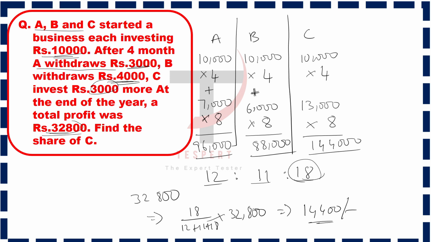If we are asked to find out the share of B, we would have done like this: 11 by, that is B's part, by total parts, 12 plus 11 plus 18, into total profit 32,800, right? So this is the share of C.